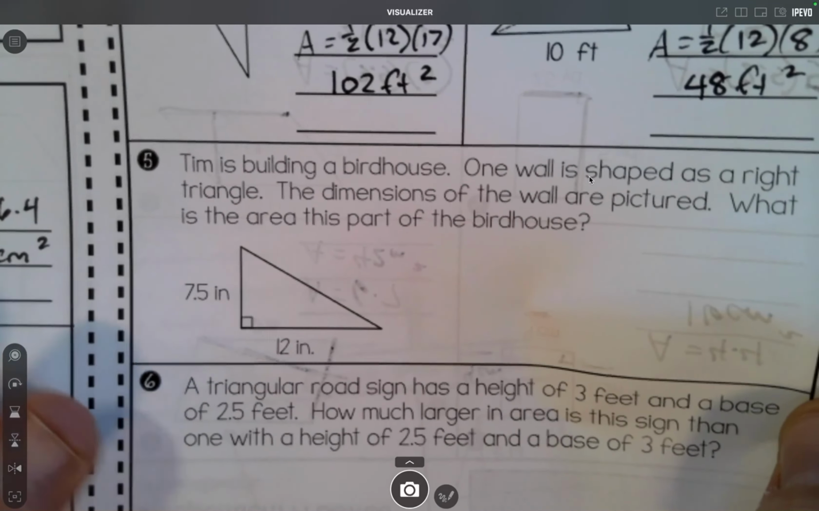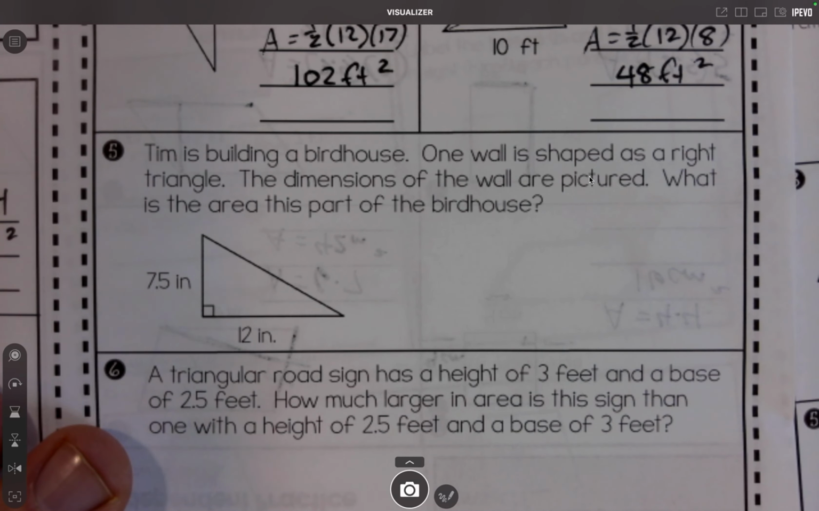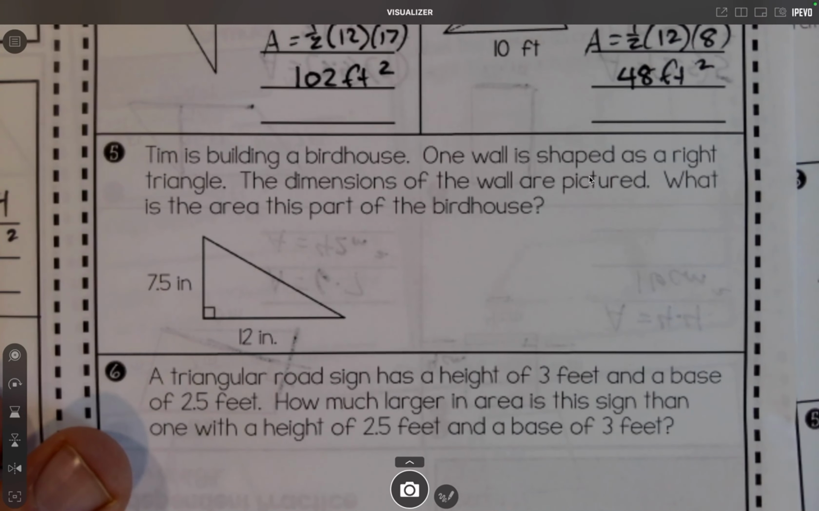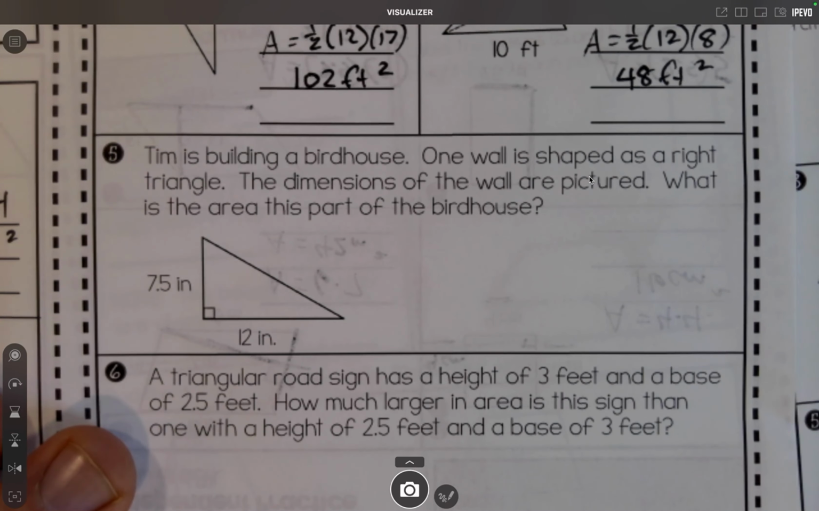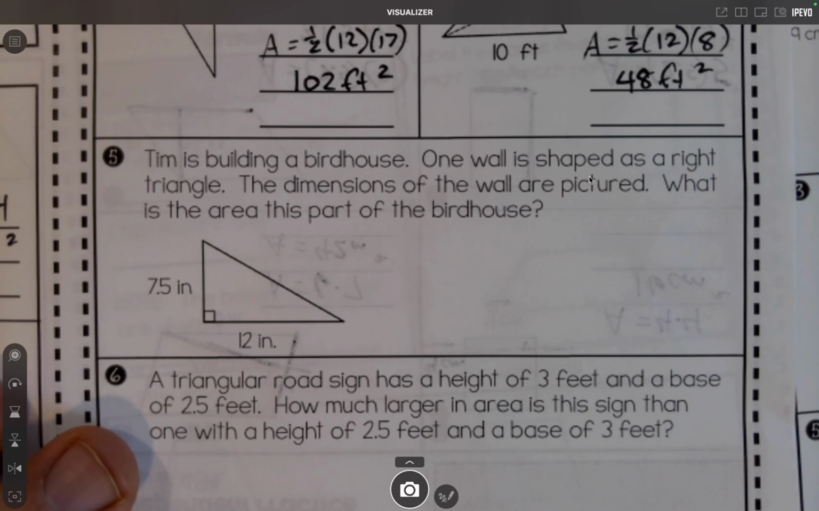Okay, Tim is building a birdhouse. One wall is shaped as a right triangle. The dimensions of the wall are pictured. What is the area of this part of the birdhouse? So we're doing the same thing here, but this is something that gets used when you're doing construction. You're trying to figure out how many square feet you want in a real house or a birdhouse, either way.